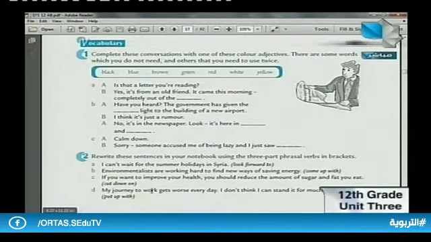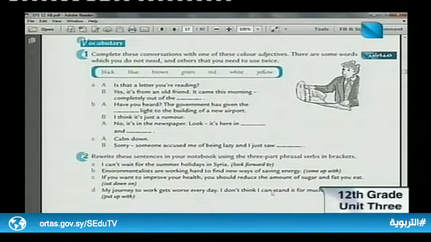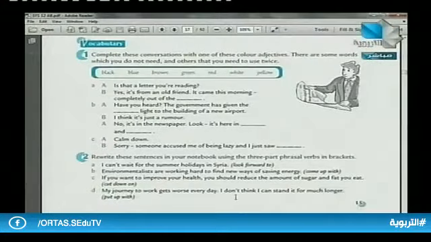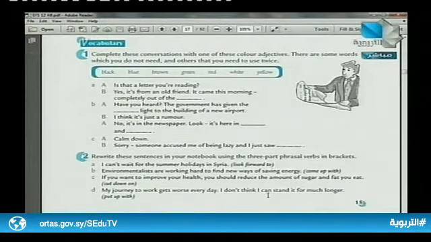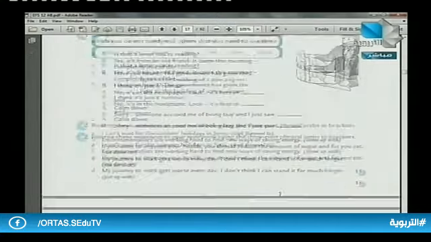And the last one. My journey to work gets worse every day. I don't think I can stand it for much longer. Here we have put up with. So my journey to work gets worse every day. I don't think I can put up with it for much longer. So stand here has the same meaning as put up with. Tolerate. Yes, thank you.